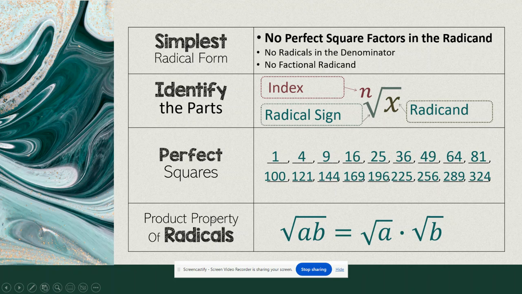The product property of radicals, again, this should be a refresher for most of us, I would think. If we have the product AB in the radicand, we can separate them to the square root of A times the square root of B. And this is going to be super important when it comes to actually taking out our perfect square factors in the radicand. So let's look at some examples here.